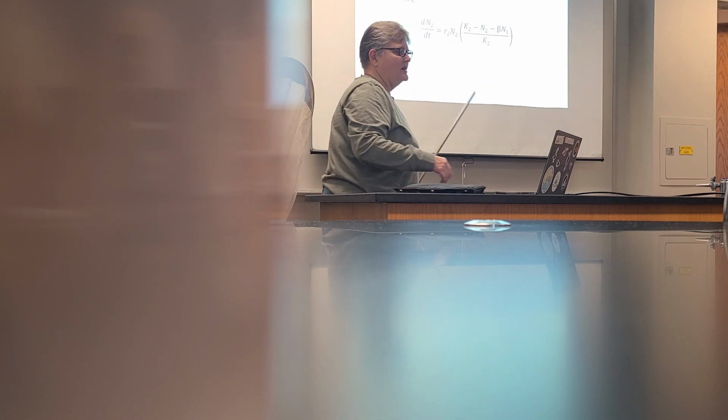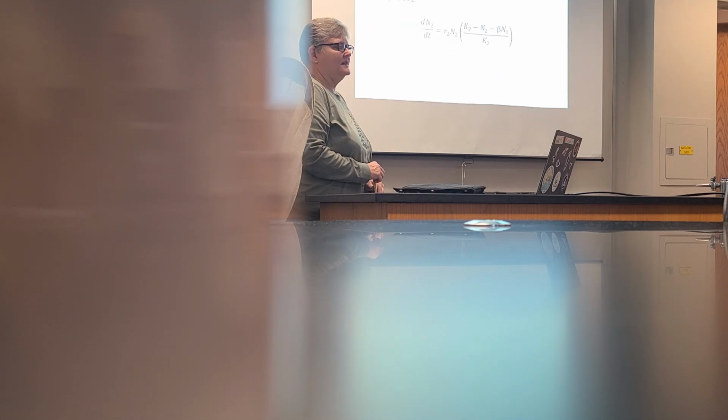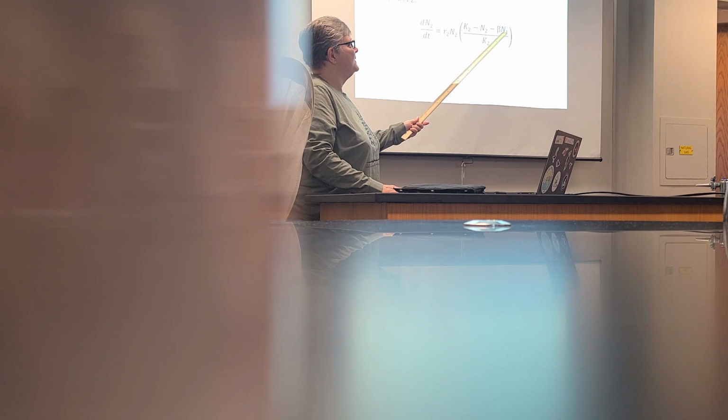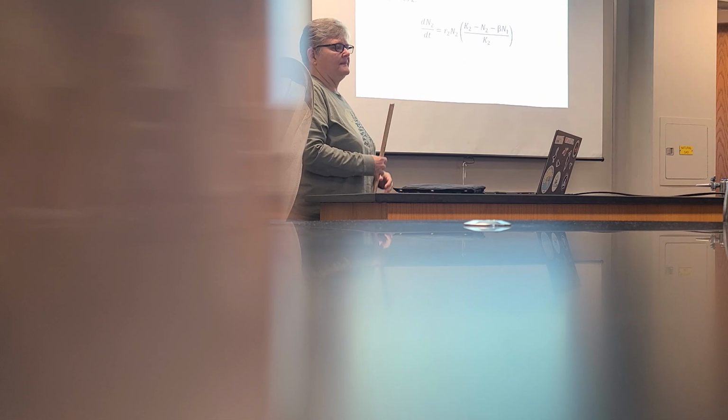Then the second equation shouldn't be a big surprise. It's the same thing, except now we're doing species 2. And so it's the population growth of species 2 and how it might be impacted by a competitive impact of species 1.